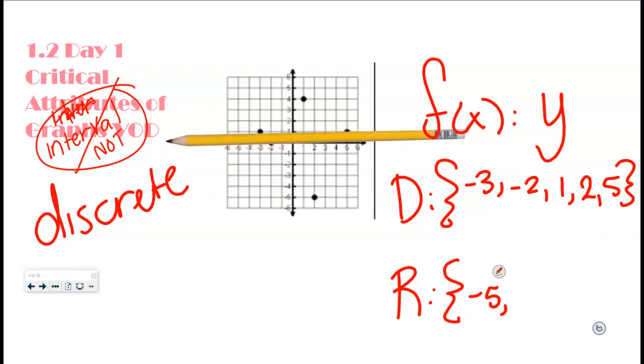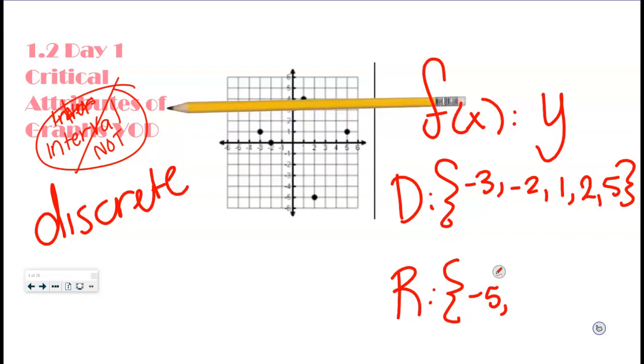+1. Now remember, even though I touch those both at the same time, that's okay because those are y values. Remember, it's the x values that cannot repeat. And then we're going to wrap up our range with a +4.